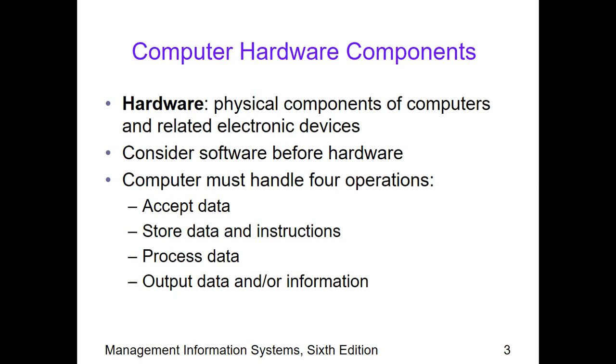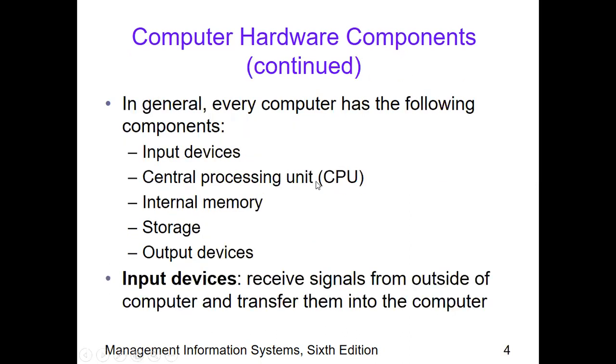hardware components from there. A computer must handle 4 operations: to accept data, to store the data and instructions, to process such, and to output. So basically, we're talking about input, storage, process, and output. Normally these are the 4 key areas or operations of a system and the computer.